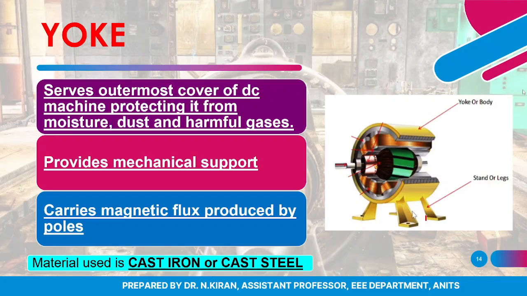every part of my DC generator should have the capability to allow magnetic flux to pass through it. So in other words, the permeability should be very high. Since permeability should be very high, the material is cast iron or cast steel.